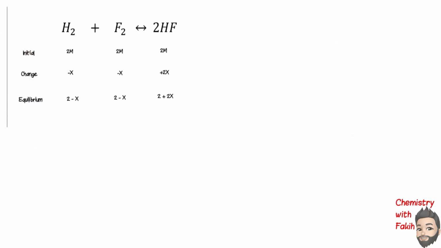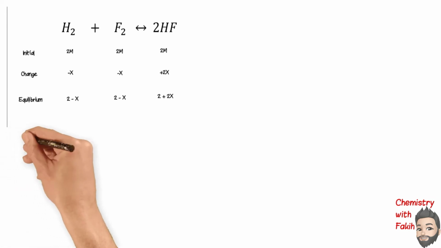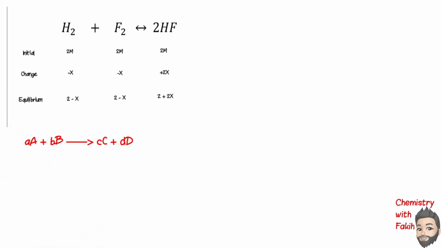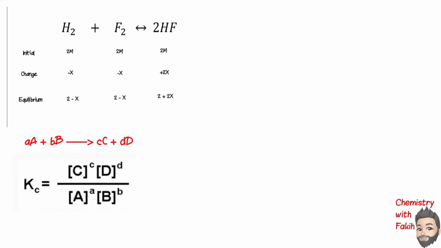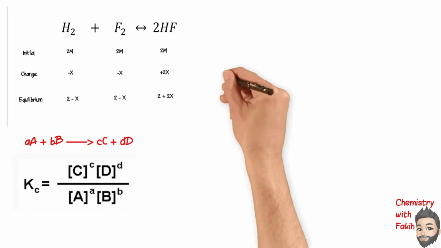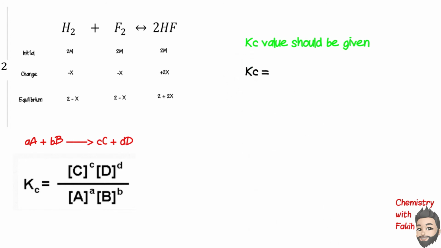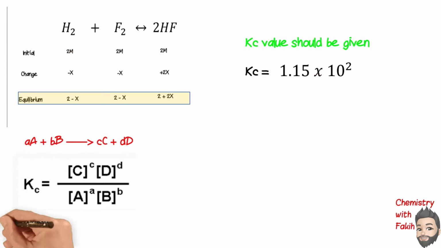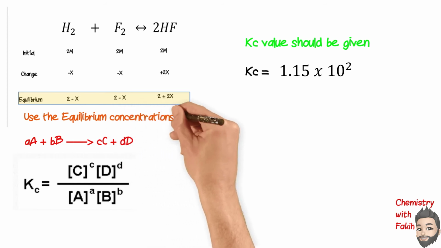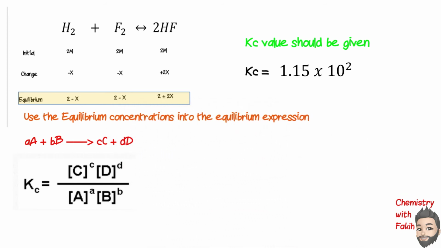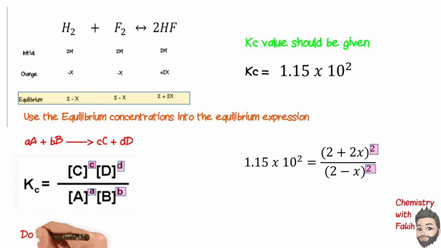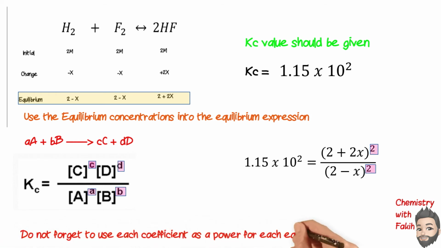Let us remember the equilibrium expression using the following general parts of a chemical equation. The equilibrium expression is written this way. It contains the equilibrium concentration for each species involved in the chemical reaction raised to its coefficient. Assume that the reaction for the formation of hydrogen fluoride has an equilibrium constant of 1.15 times 10 to the power 2. To solve for X, use the equilibrium concentrations in the equilibrium expression. But don't forget to use each coefficient as a power for each equilibrium concentration.